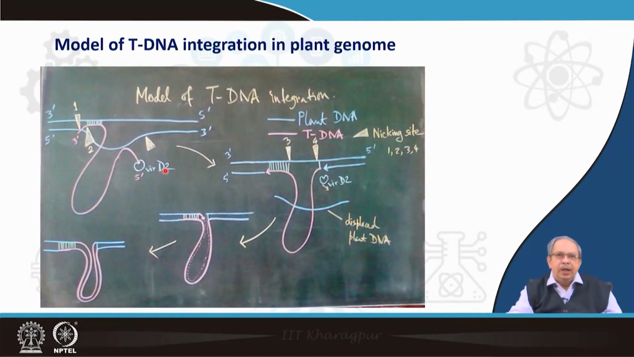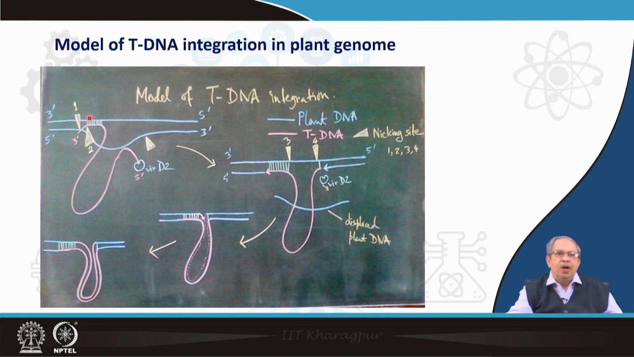So, once the tDNA enters into the plant, this is a simple model, Tinland's model, which explains how this pink-colored single-stranded Agrobacterium tDNA is integrated into the plant genome. What is shown in blue is the double-stranded plant genomic DNA, and these triangles are nothing but the cut sites.